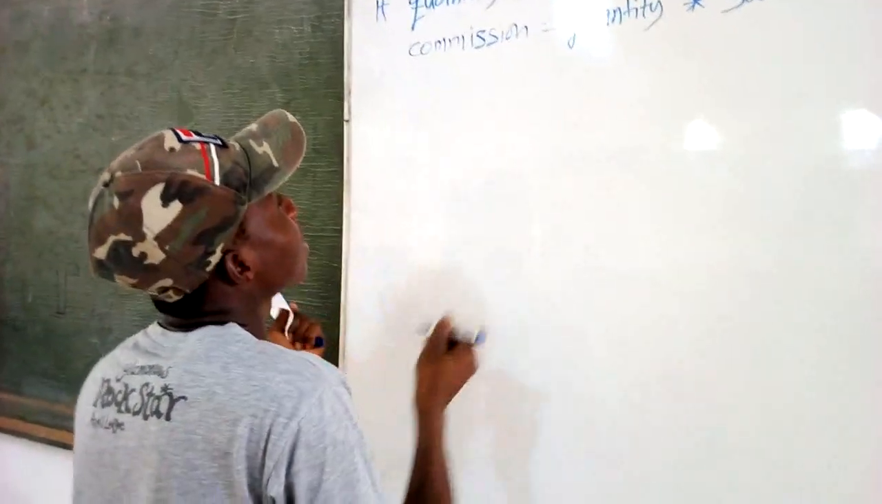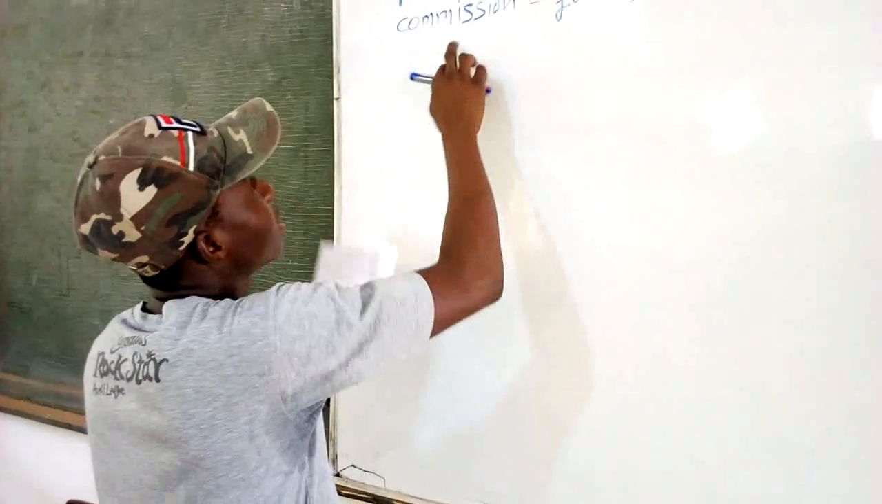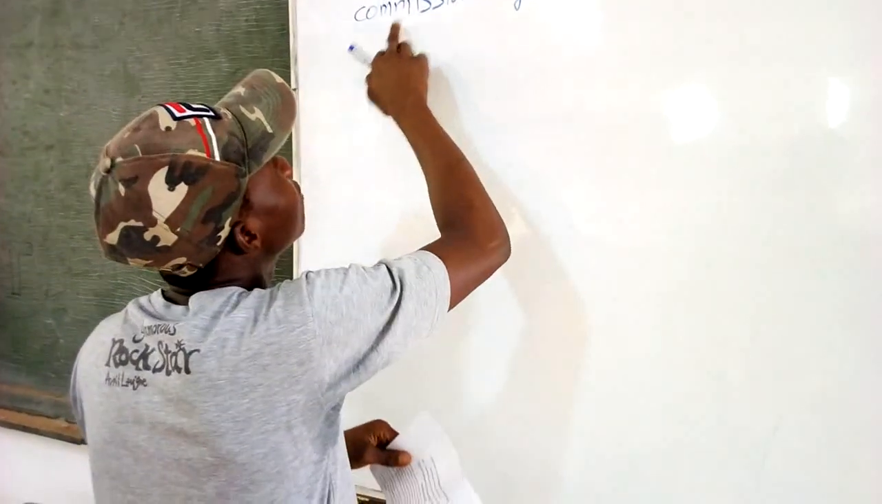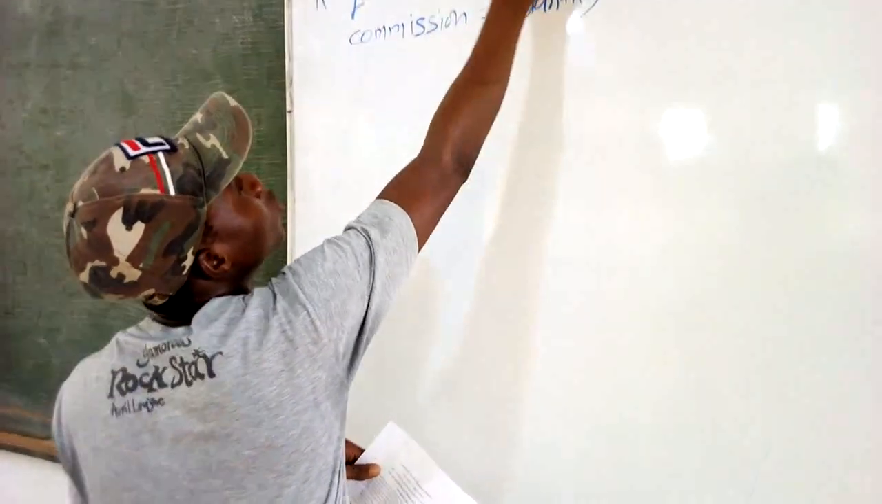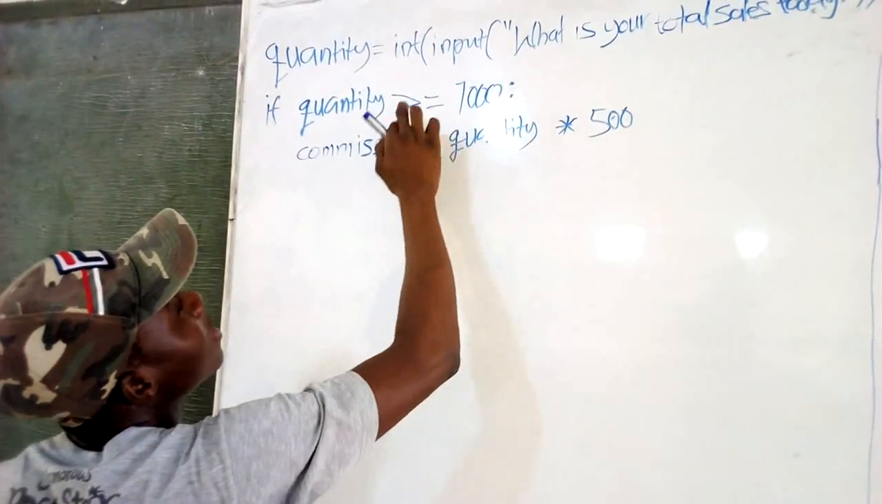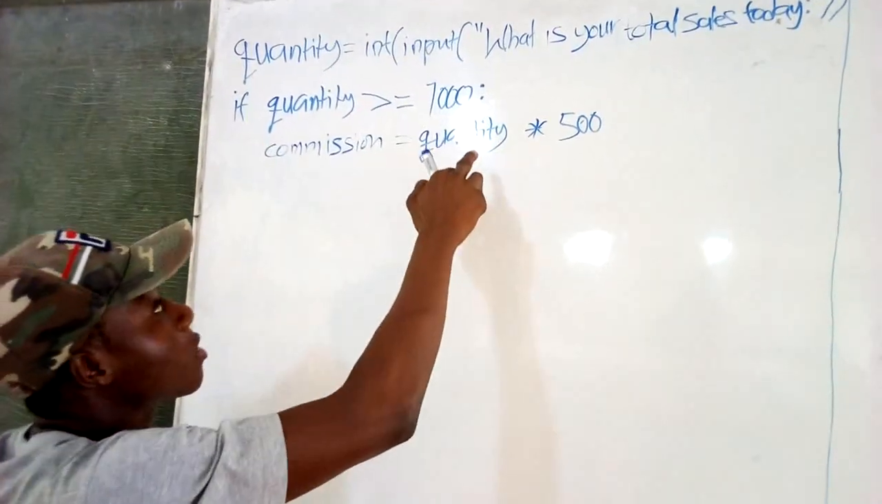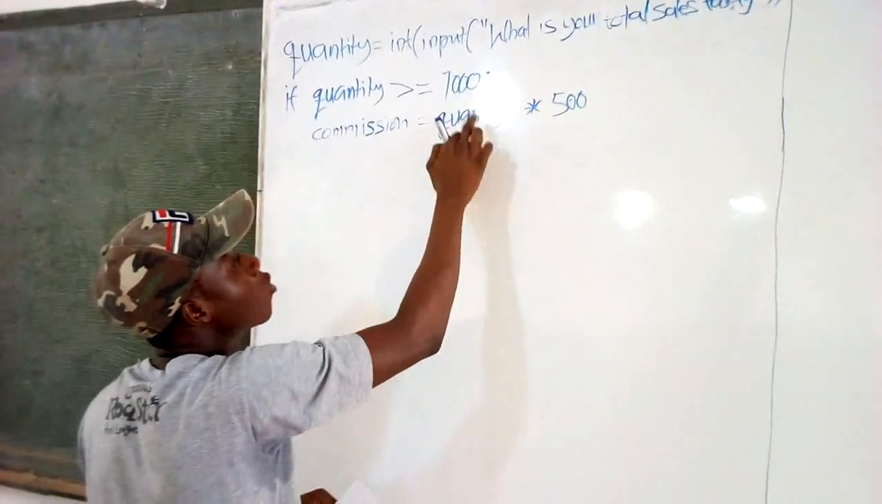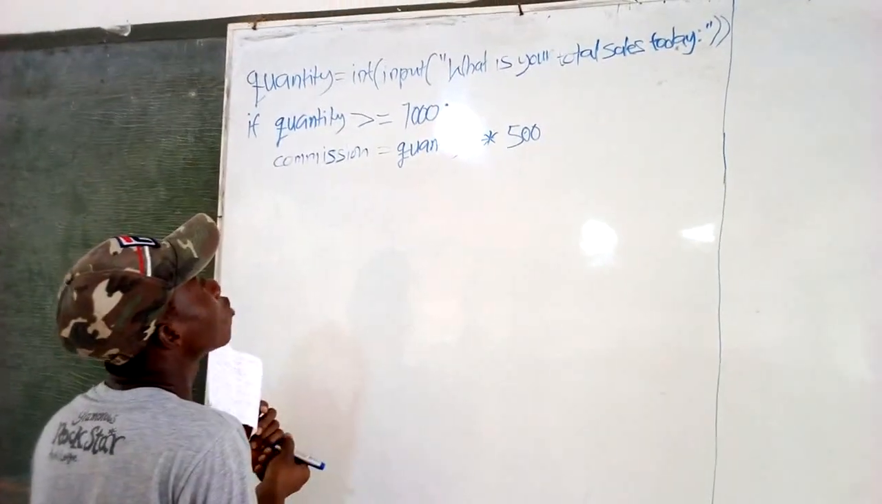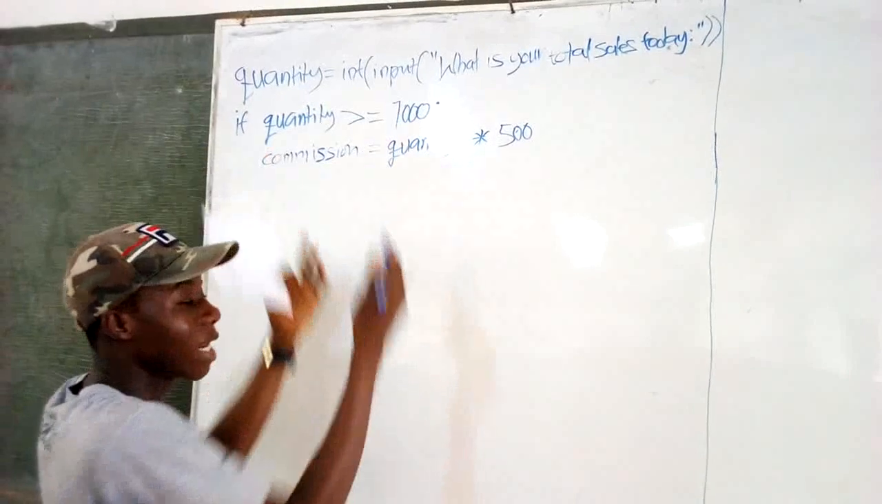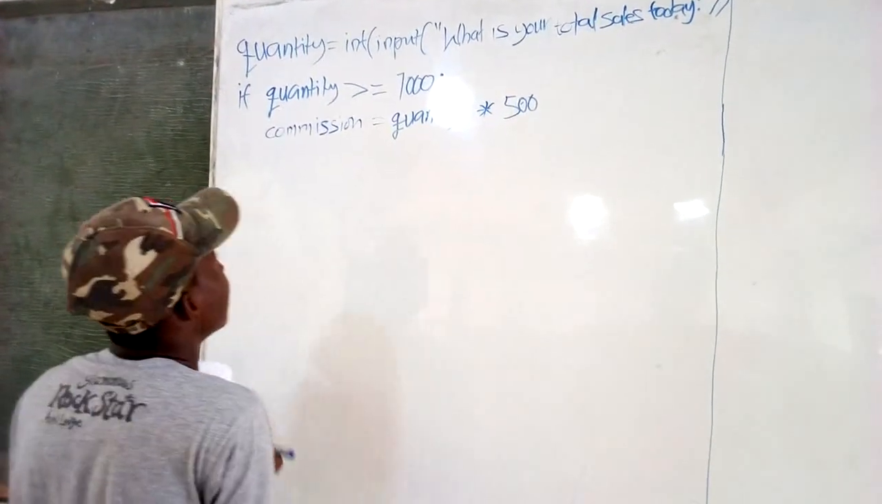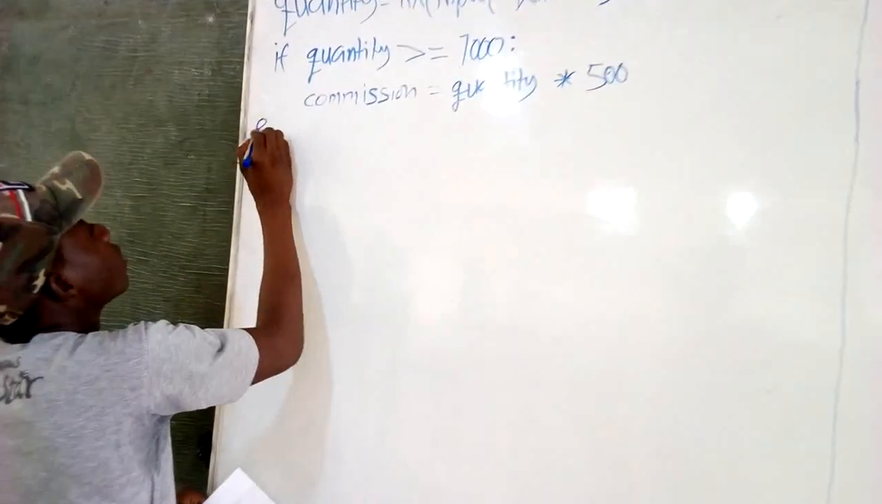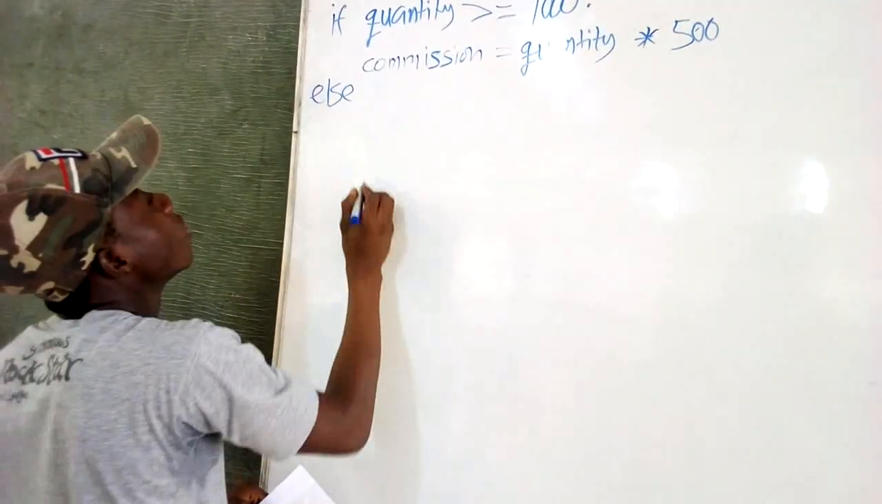So this code means you are telling it that if the quantity inputted here by the user is greater than or equal to 7,000, then the commission should be quantity times 500. So now, if it is not up to that, what should it do? We have to put it there. Else, colon.